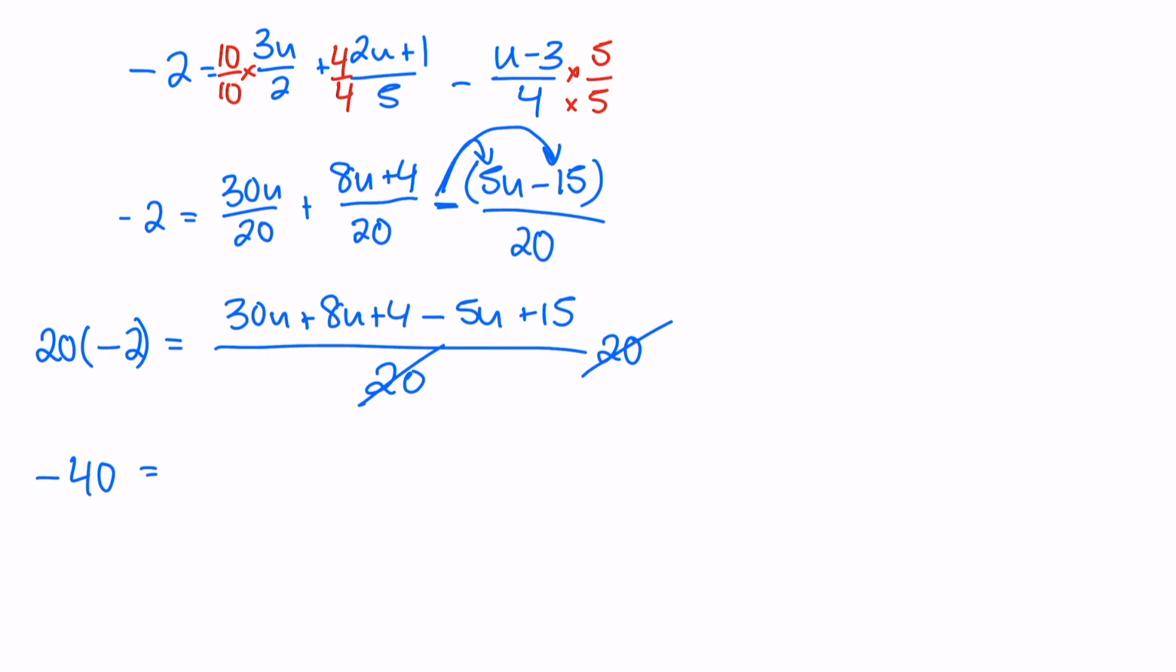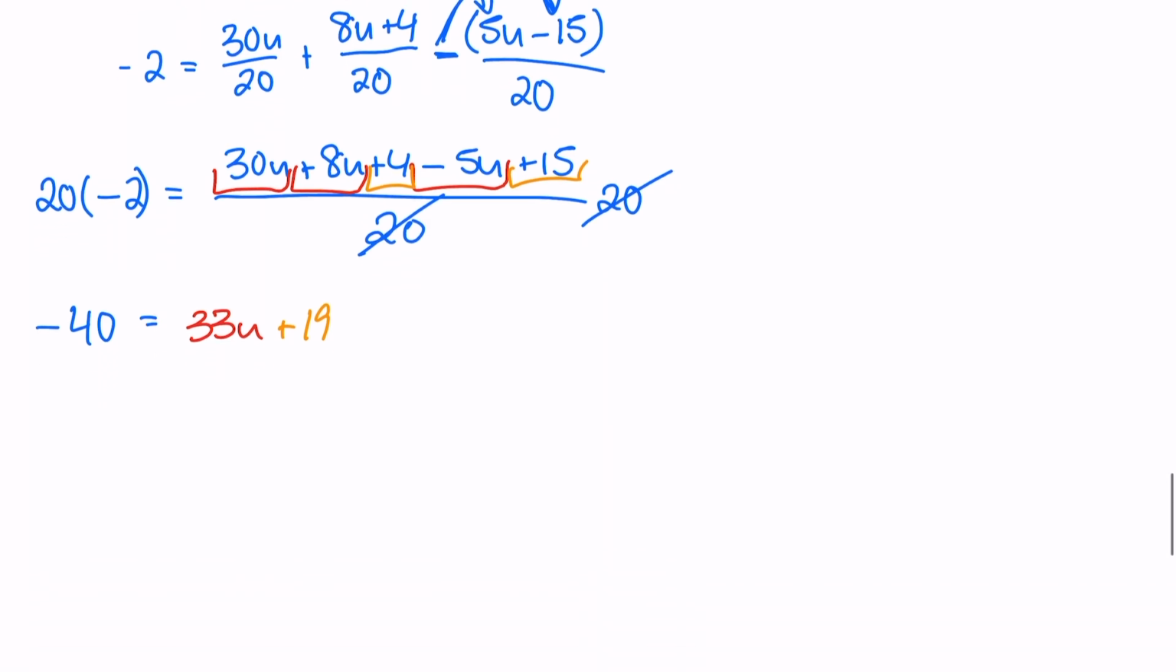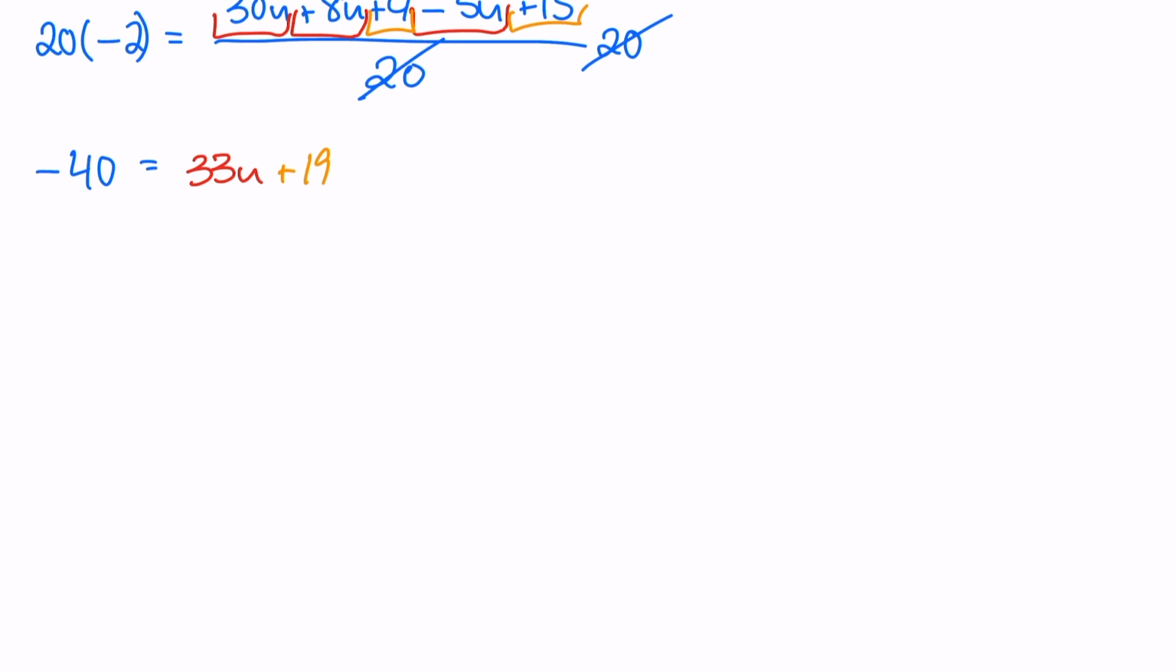So collecting our like terms, we have 30u plus 8u minus 5u. So 8 minus 5 is going to be 3u's, and 3u plus 30u is 33u. And now for our constants, we have positive 4 and positive 15, which would give us positive 19. So we have negative 40 equals 33u plus 19. To get rid of this positive 19, we need to subtract 19 from both sides. So that would cancel on this side, and then negative 40 minus 19 would give us negative 59. So negative 59 equals 33u.